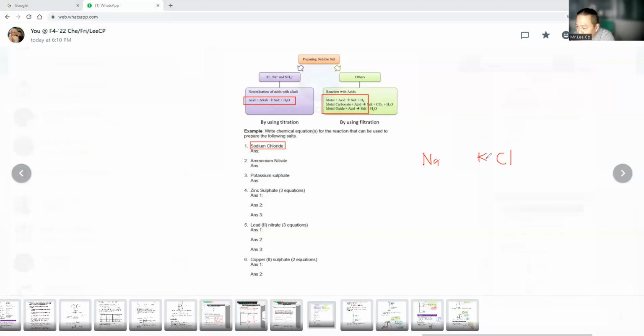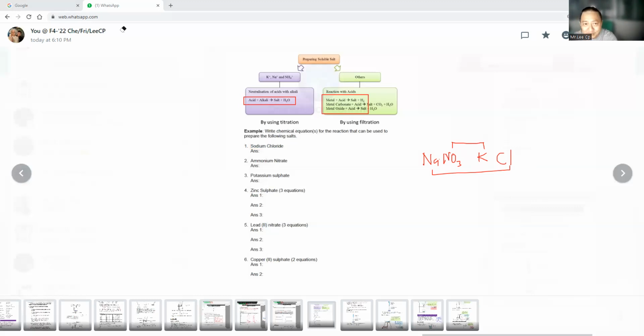So use potassium, can or not? NaNO3, right? So does this one get a precipitation or not? The problem is there is no precipitation. This is the one that you prepare, NaCl, but there is no precipitation. Do you understand what I'm saying here? Why no precipitation?